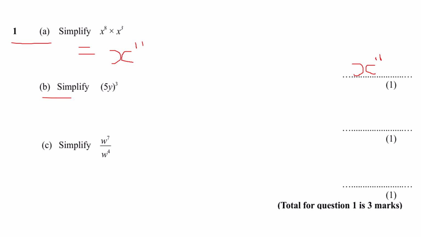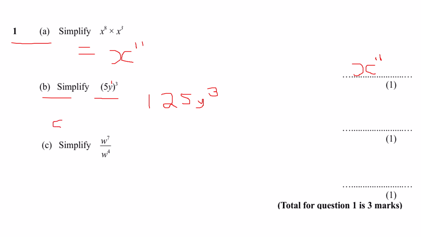Okay, what about part b, guys? Simplify, in brackets, 5y all cubed. So that's 5 cubed, which is 5 times 5 times 5, which is 125. Then we have y cubed, which is just y cubed. If you're unsure, think of it as y to the power of 1. And when it's a power to a power, then I multiply: 1 times 3 is 3.